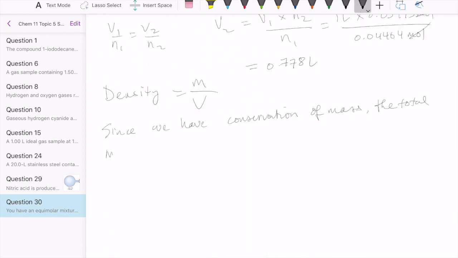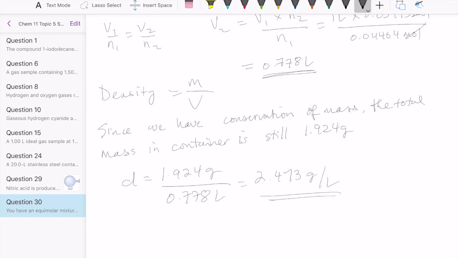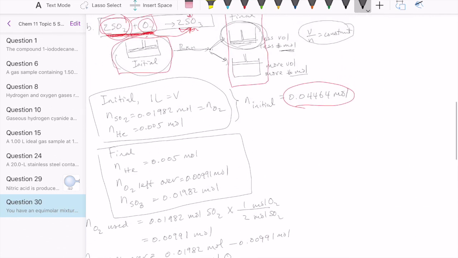Since we have conservation of mass, total mass in the flask, because we're not letting things go in or come out, is still 1.924 grams. But the volume has changed. It's gone from 1 liter to this number right now. So then the new density will be the old mass, but divided by the smaller volume. And that would give you 2.473 grams per liter. All right, so that's a pretty difficult problem in gases. And so just make sure you understand all the different steps I did here to solve that problem.